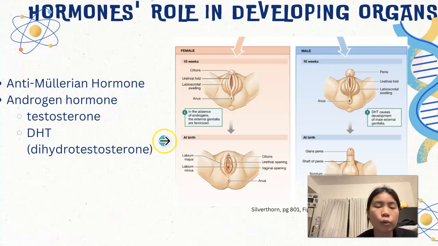And now we'll be moving on to hormones' roles in developing organs. So these are a couple of hormones involved. We have the anti-Mullerian hormone, and the androgen hormones, which comprise testosterone and DHT, which is dihydrotestosterone.